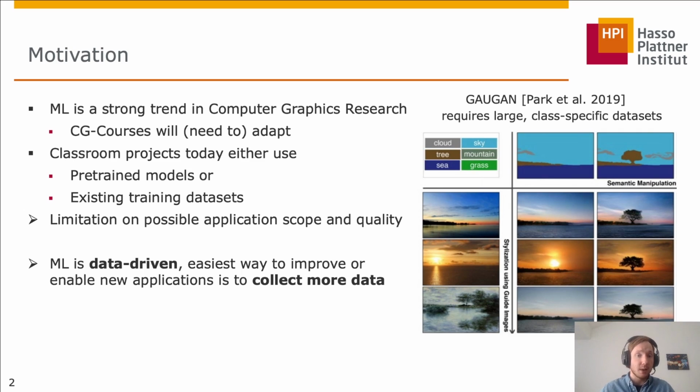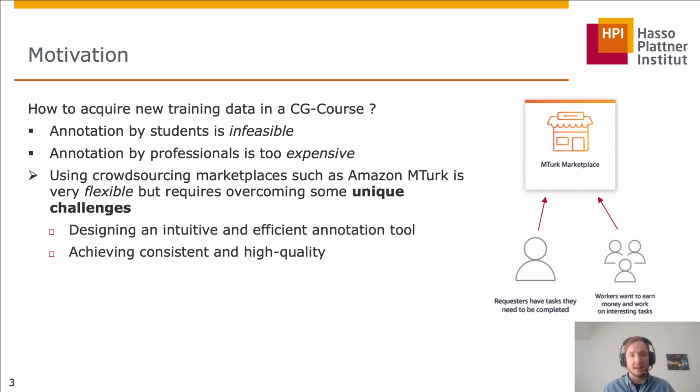Machine learning is fundamentally data-driven, which means the easiest way to improve or even enable new applications is to collect more training data. But how can we collect more training data in a constrained environment such as a classroom? Obviously, annotating the data by the students themselves is infeasible if we think about common dataset sizes. The annotation by professionals, on the other hand, is too expensive.